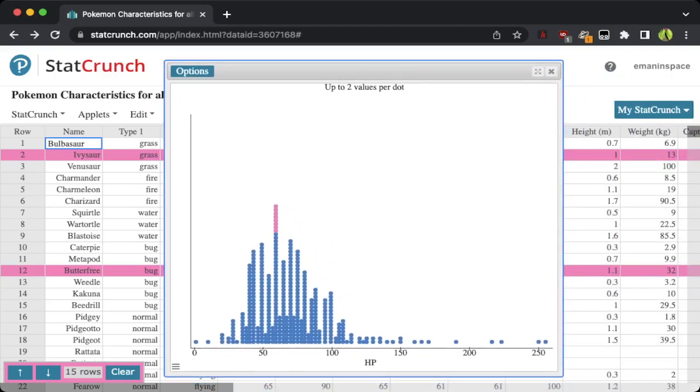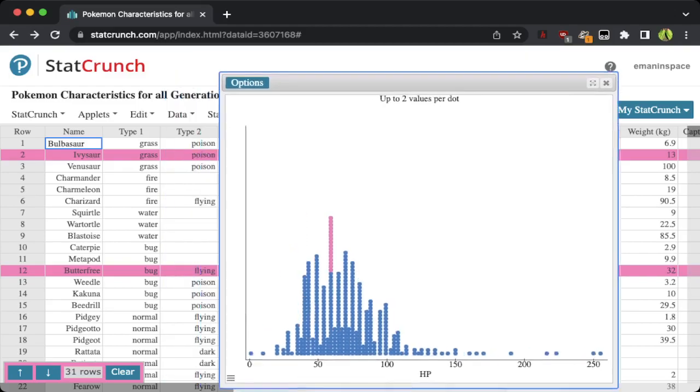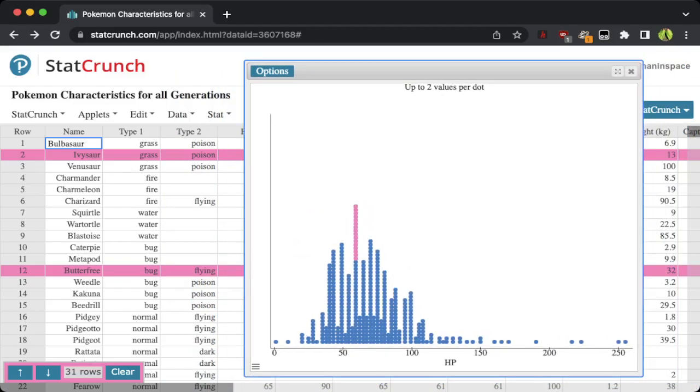Looking at this, you can get an idea of what's most common. You can see that those dots are stacked the highest, which means that's the most common or typical value. So commonly, Pokemon have about 60 HP. That's one way we could talk about this. So the dot plot is pretty useful. You can see that the HP starts at 0 over here and goes all the way up to around 250 or so over here. So HP can go between 0 and 250, and most commonly is about 60.